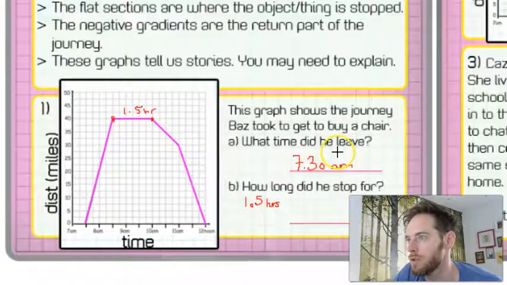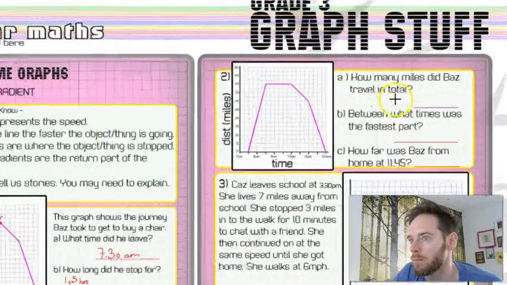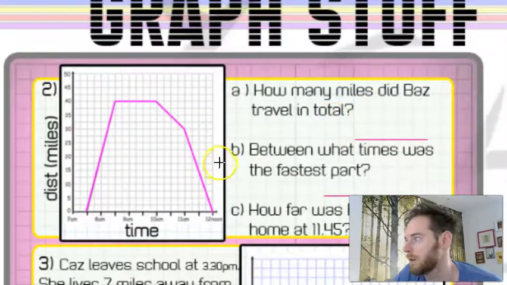All right, now in question 2 I've got the same thing, same graph, because there's more questions we could ask about this graph. All right, so same graph. Baz on his journey to buy his chair. How many miles did Baz travel in total?